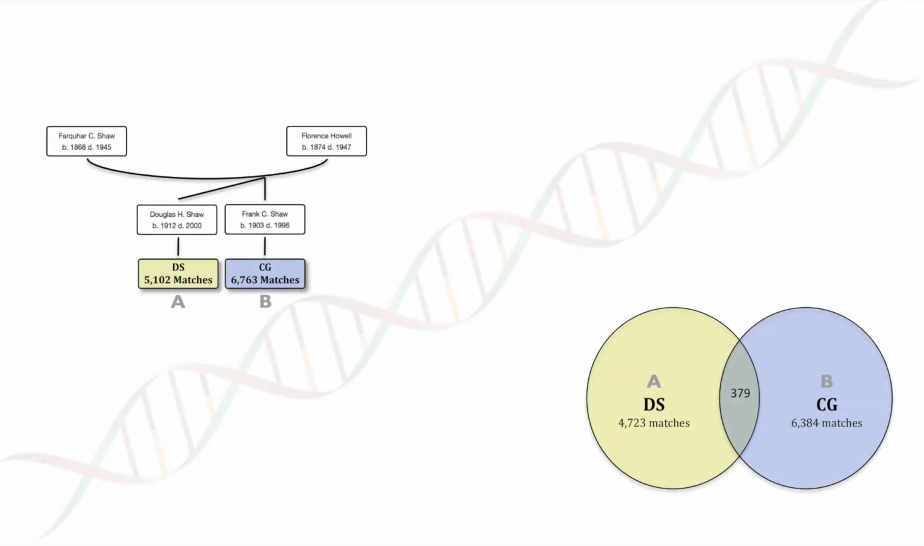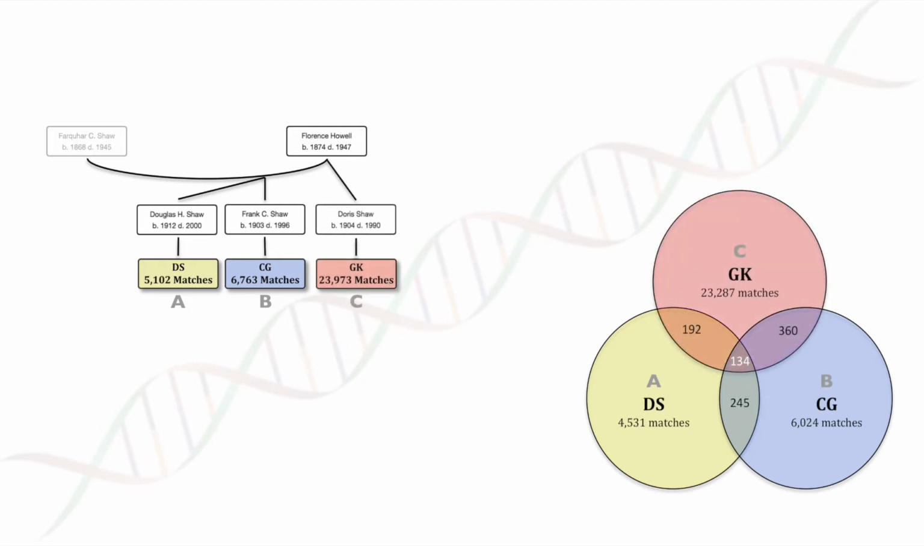If we average and rank the shared linkage of the member matches common to DS and CG, we find our next test subject, GK, a half-cousin with almost 24,000 matches of her own. As a half-cousin, GK shares but a single grandparent with DS and CG, and so any DNA matches GK shares with DS or CG must be through the descendants or ancestors of Florence Howell, whose maternal ancestors were the Butler family, forming the complex Howell-Butler.